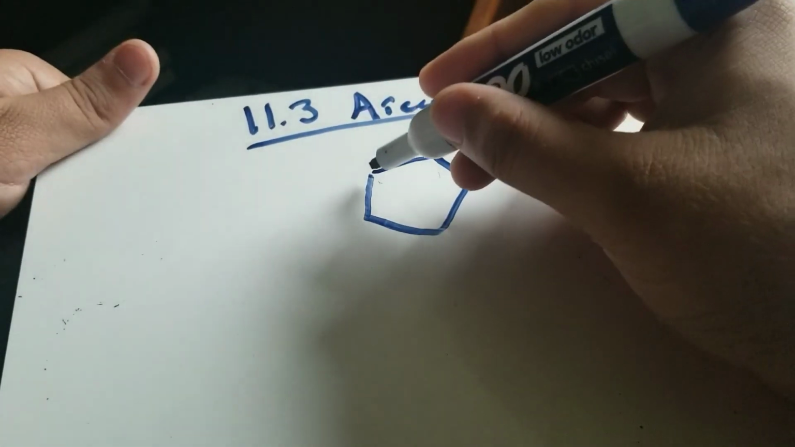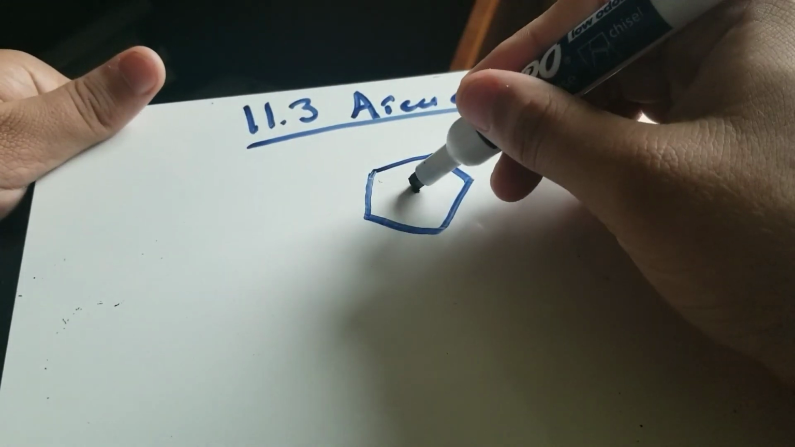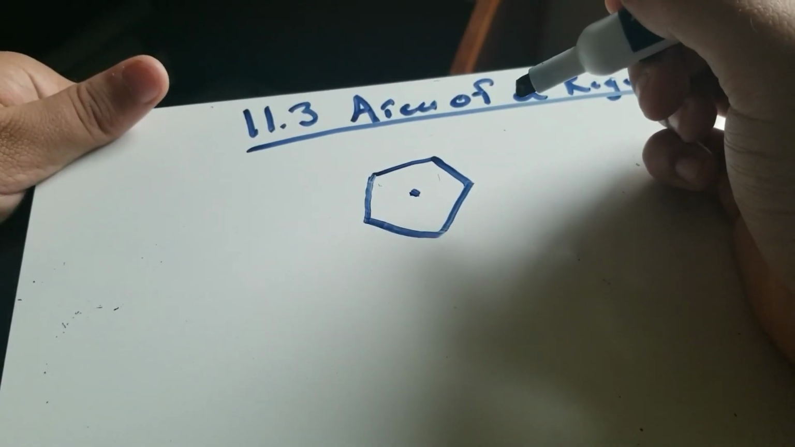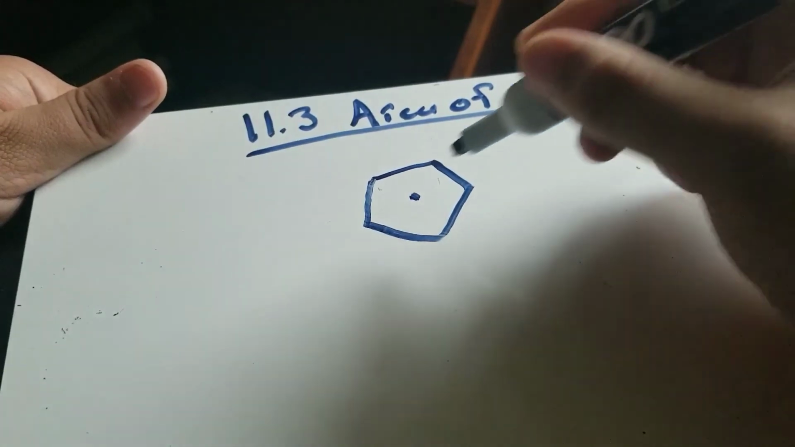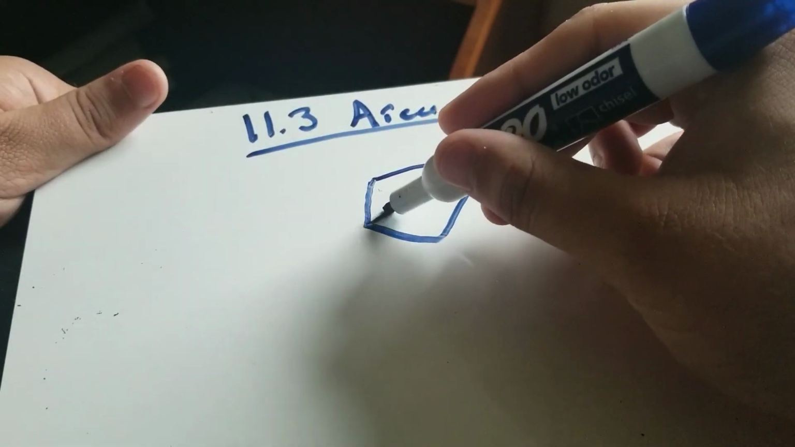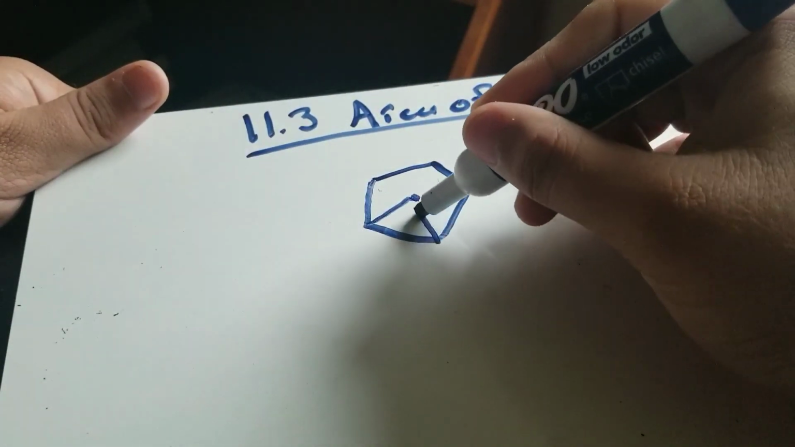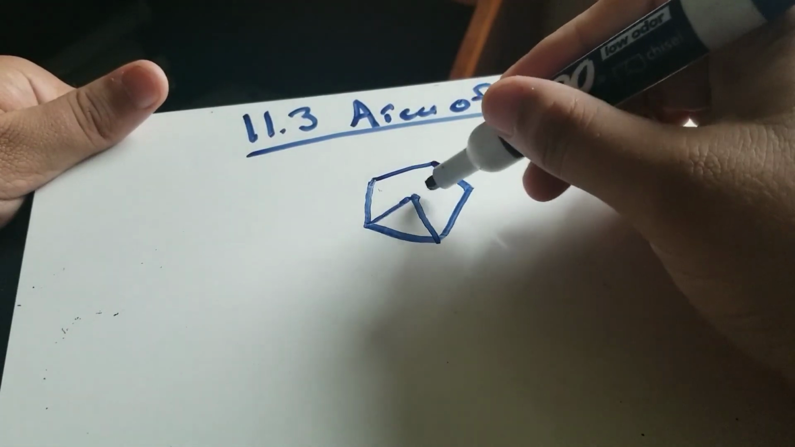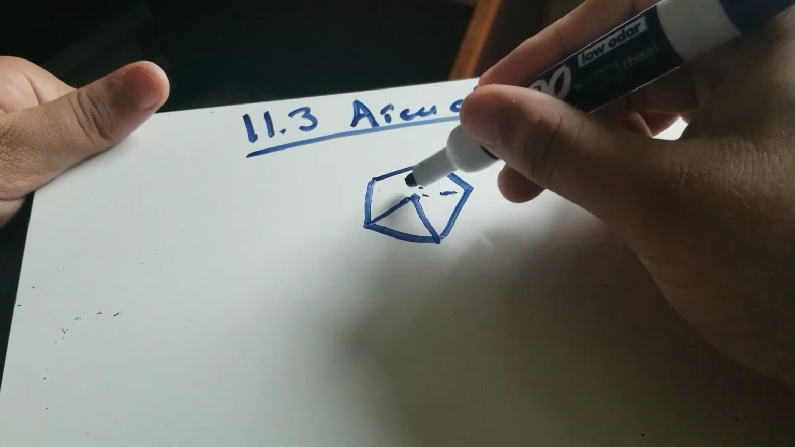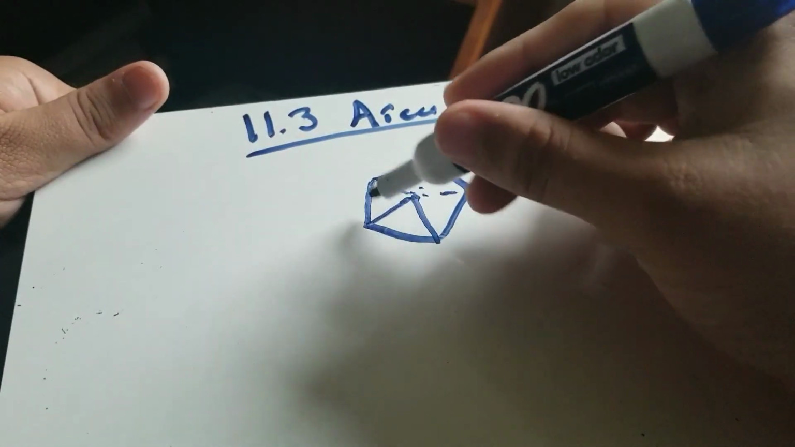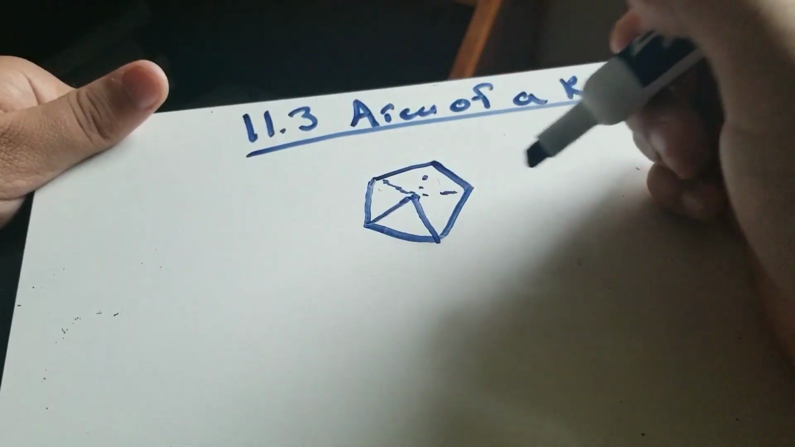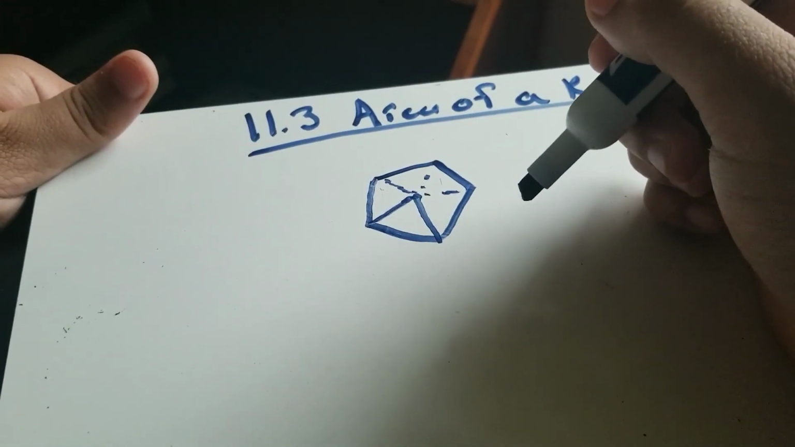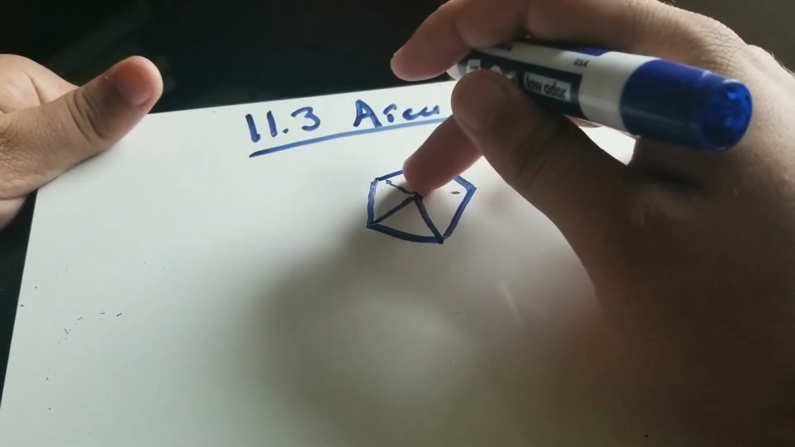Now, regular polygons also have a center. So this is the center right here. And I can make a little triangle just like this and just like this. Okay? Now, if I made that triangle everywhere, they will all be congruent triangles because we know all the sides are equal, we know all the angles are equal. So there's a couple of things I want to talk about.